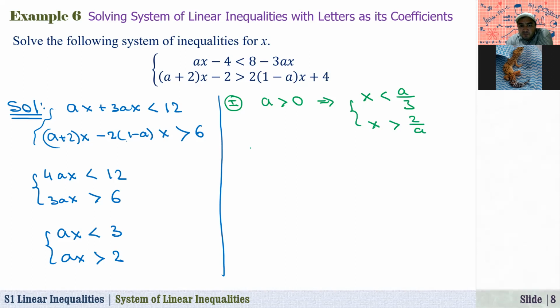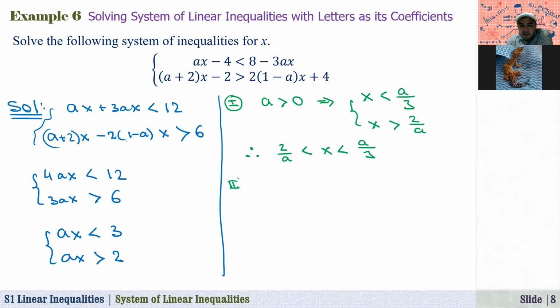Okay, the solution will be... less than, greater than, right? So the solution will be 2 over a less than x less than a over 3. This will be the solution. And how about the second one?